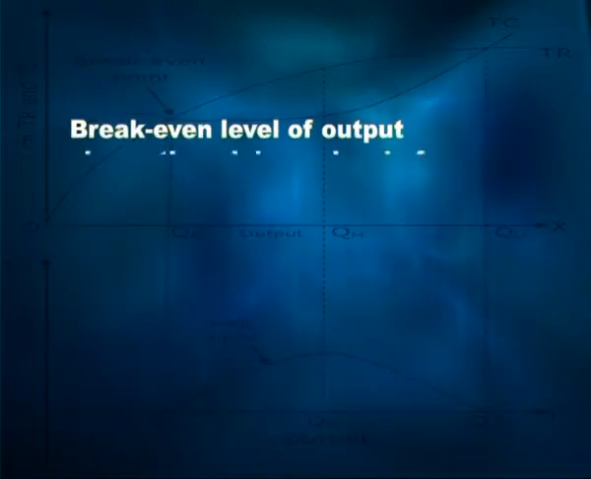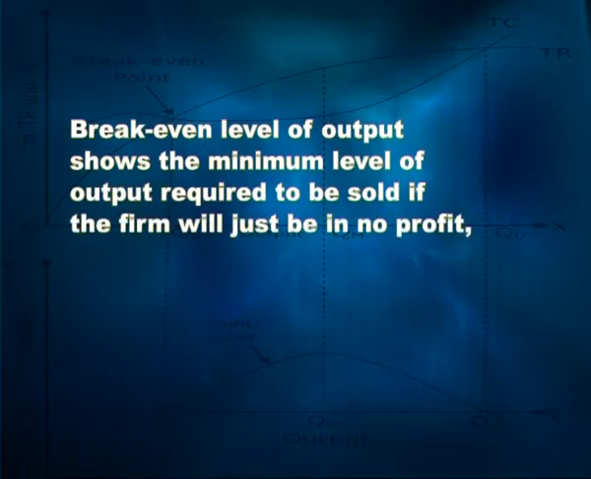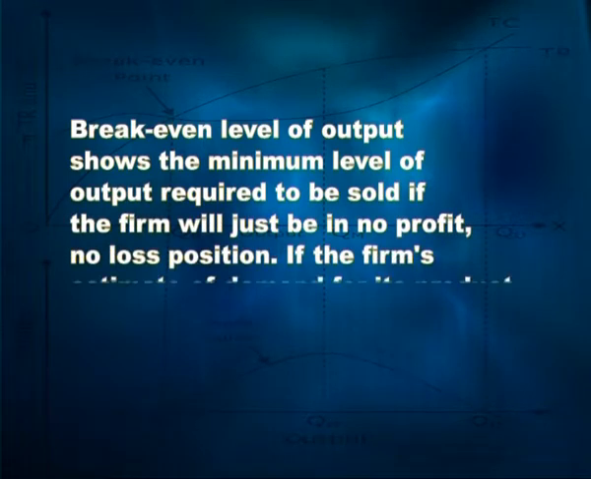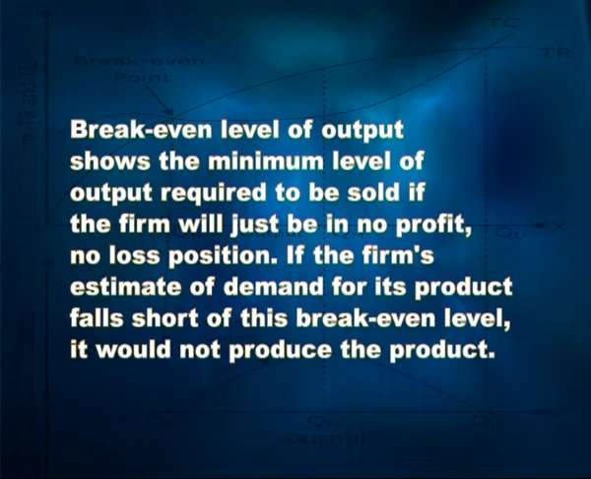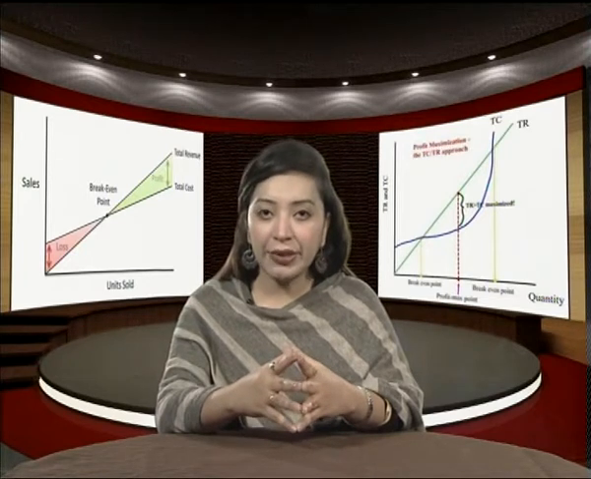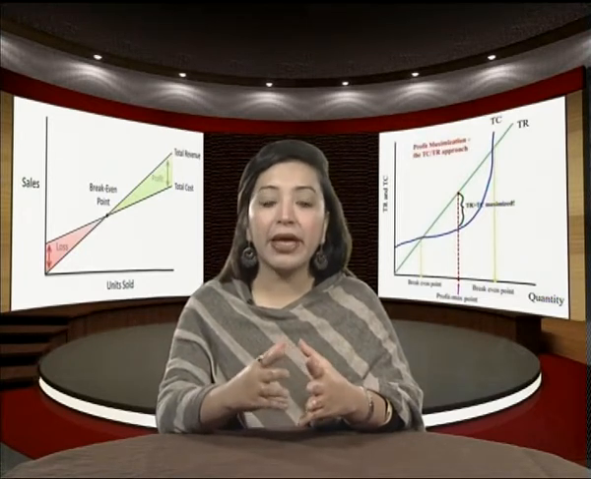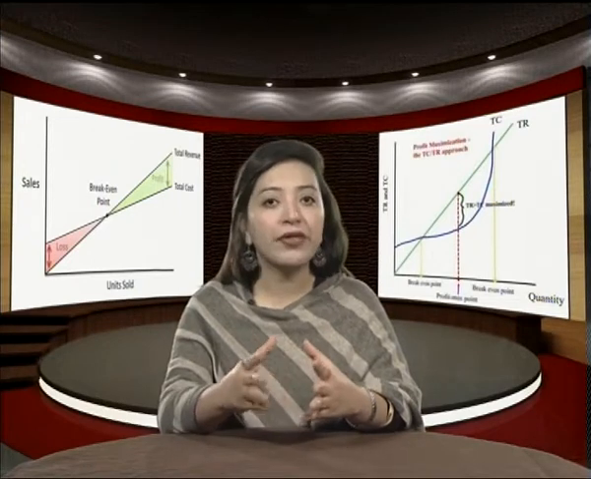Break-even level of output shows the minimum level of output required to be sold if the firm will just be in no profit, no loss position. If the firm's estimate of the demand for its product falls short of this break-even level, it would not produce the product. The firm will undertake the production of a commodity if it estimates that it will be able to sell the quantity of output equal to or greater than the break-even point.